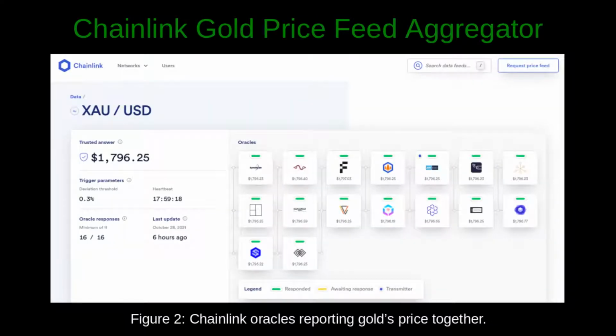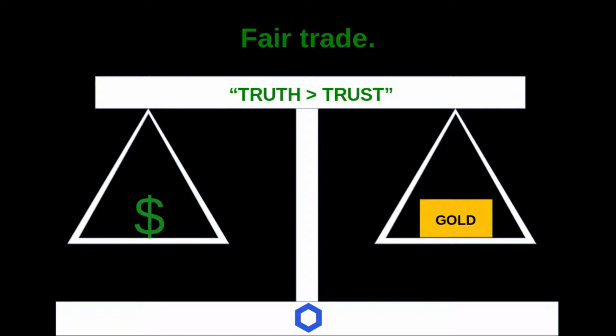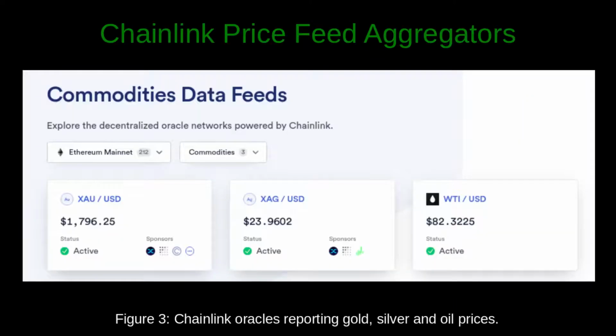Chainlink solves this problem with its decentralized gold price feed aggregator. This infrastructure ensures reliable price data. We can ensure fair trades with Chainlink's Truth Machine. Chainlink also has price feeds for oil and silver.